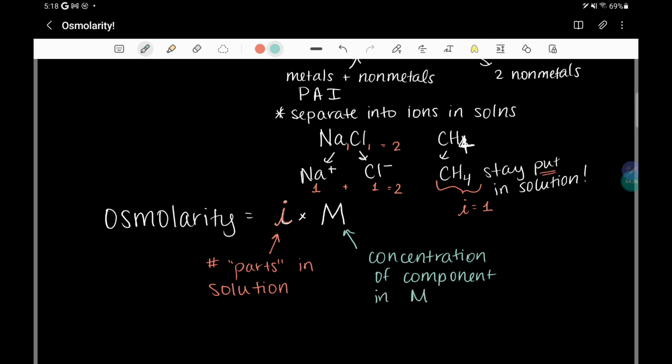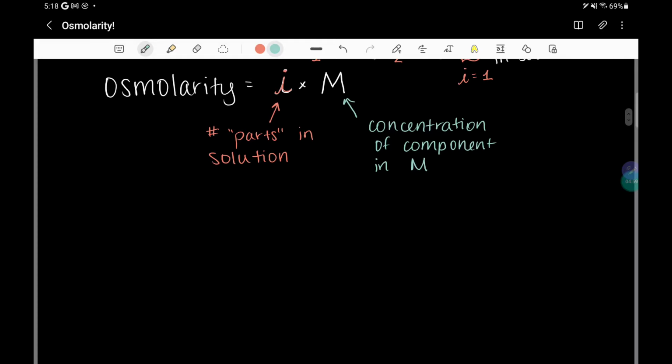So if you've got a solution of glucose and sodium chloride, you consider each part individually with its i and its concentration. You add it all up and you get the osmolarity of the whole solution, which is something that molarity itself can't really tell you. So that's why I really like osmolarity. It brings it all together into one nice formula. All of our examples today, we're just going to do one component, but just know you could add it all together.